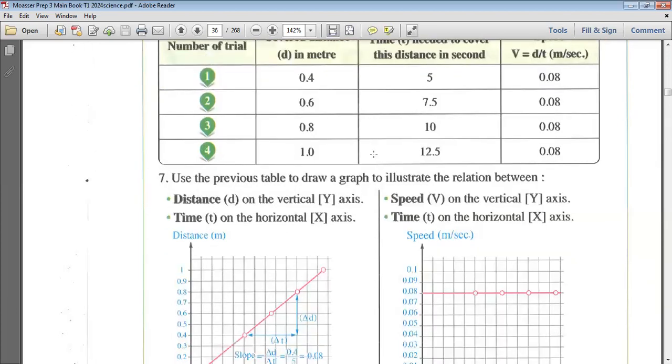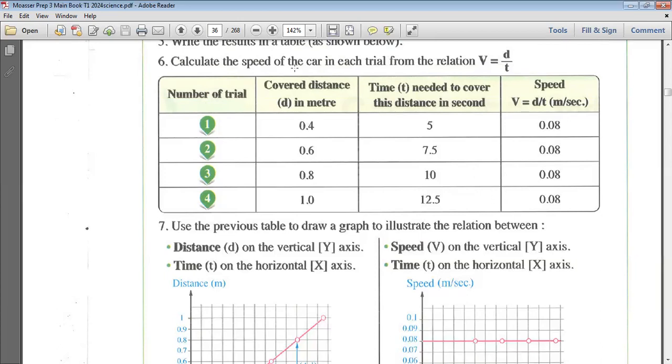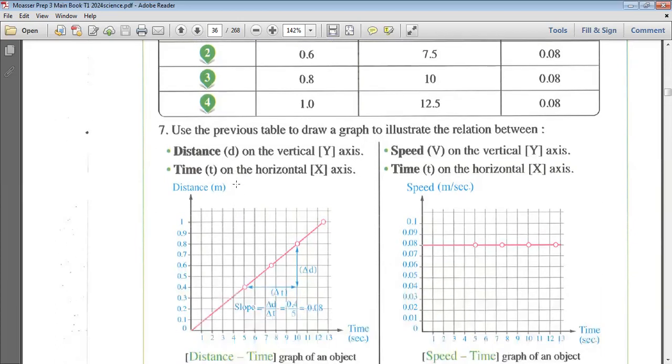Then we will use the data to make a distance time graph for a moving body with a regular speed. So the distance time graph for a regular speed is represented by a straight line passing through the origin point. What is meant by the origin point? The origin point means the intersection point between the two axes, the y-axis and the x-axis.